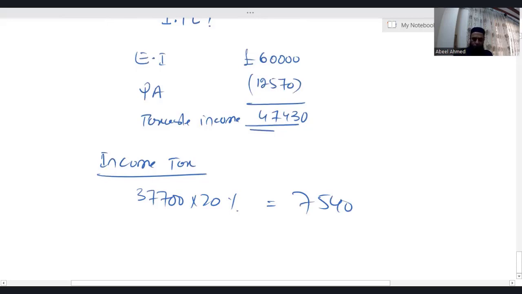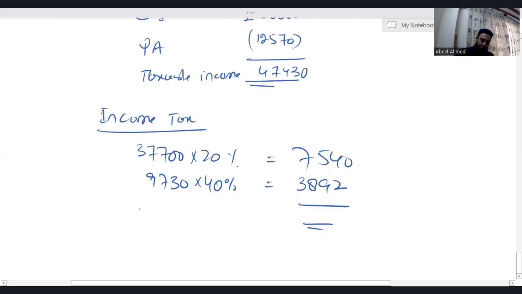Now stop. You have consumed the basic rate band. The taxable income is 47,430, but out of this 47,430, you have already taxed 37,700. So let me deduct 37,700 from 47,430, I'm getting 9,730. Logically, this 9,730 falls in the higher rate band, where applicable tax rate is 40%, which gives 3,892. Here comes your income tax liability: 11,432.